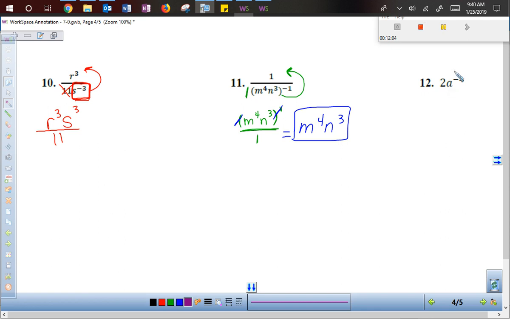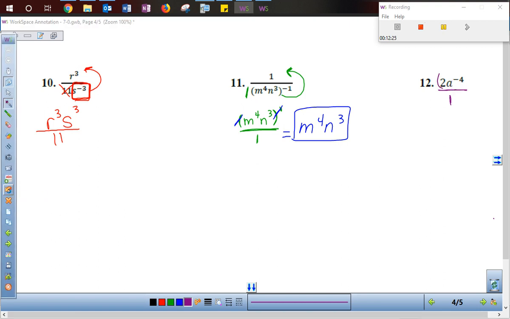On number 12, I have 2a to the negative fourth, and remember this is like a fraction, over 1. The coefficient is kind of by itself. It's not being raised to the negative fourth. If it were being raised to the negative fourth, it would look like this guy right here, okay? But it does not have parentheses around it, so the coefficient is by itself. And since the coefficient does not have a variable, it stays in the numerator.